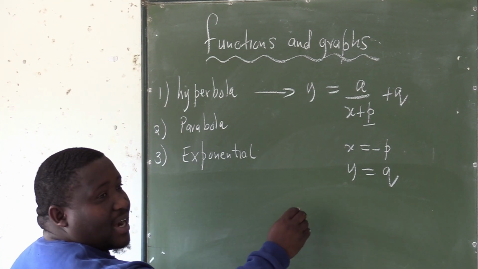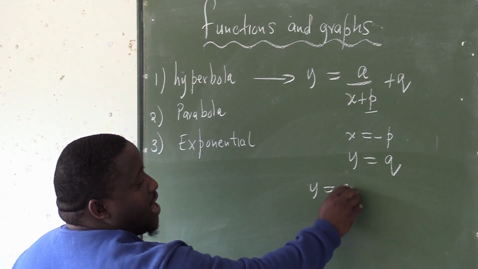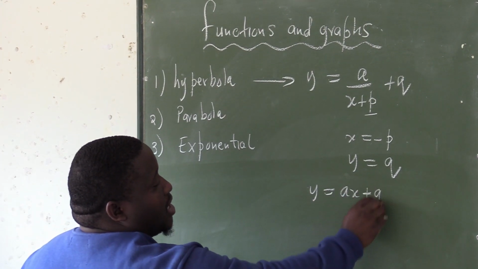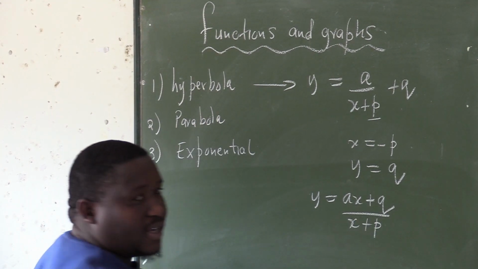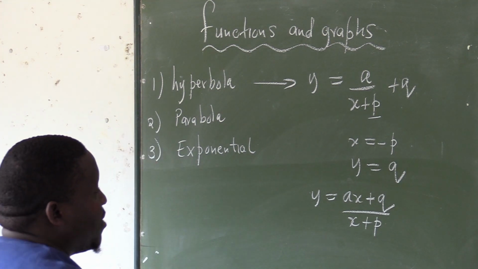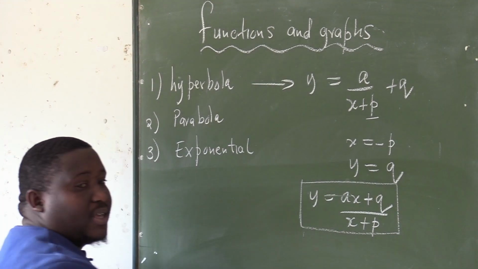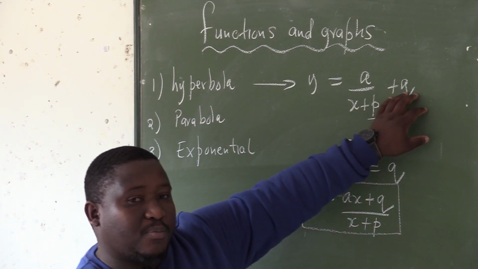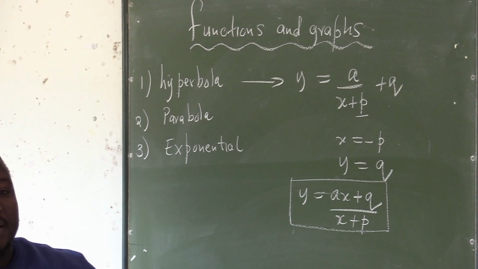If you come across a graph like this one, say y equals ax plus q over x plus p, this is another form of a hyperbola. But now, you need to be very careful. One has to be able to convert this form back to that form so that one is able to see the equations of the asymptotes.